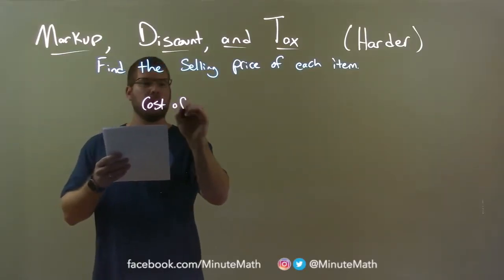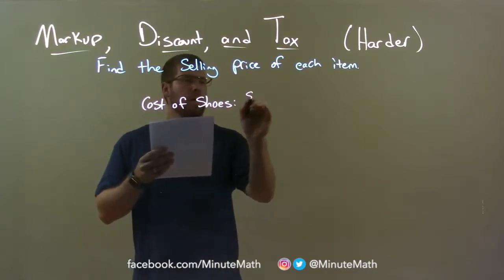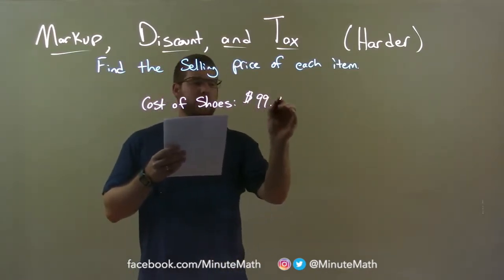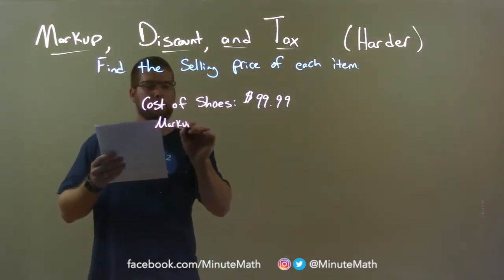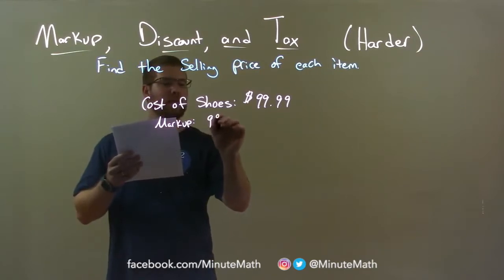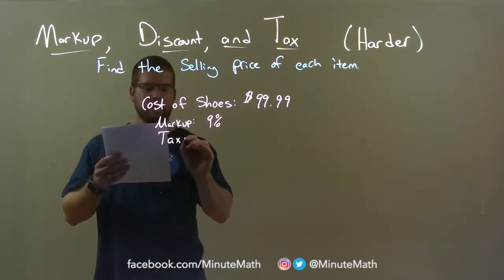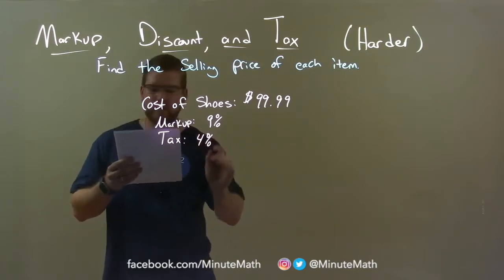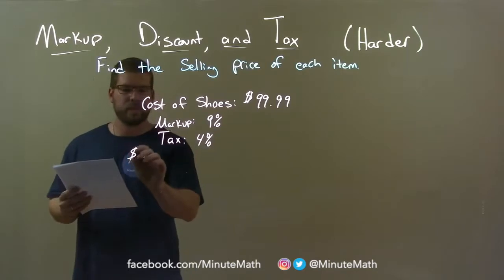Cost of shoes are $99.99. Its markup is 9%, okay? And tax here is 4%. We have 4% tax, okay? So let's start with the cost of the shoes.